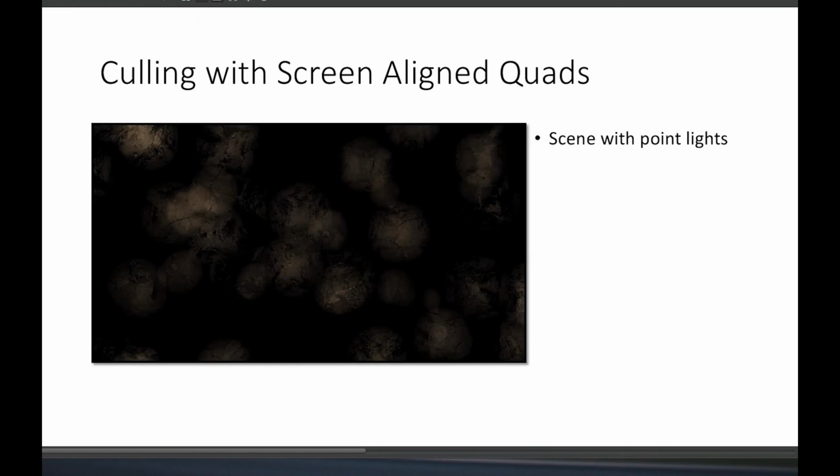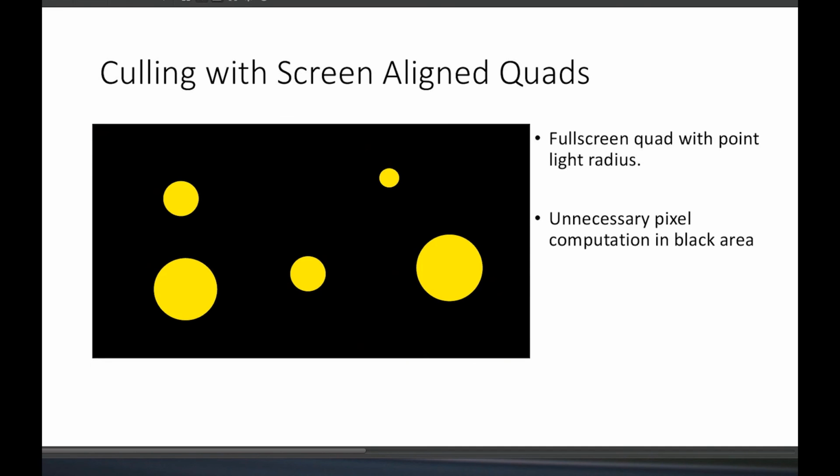So, for example, this is the same scene where I was rendering a wall with many point lights. We could think that this scene could be simplified in this way. All the black area is not going to be touched by any point light radius, and this area are the point light radius.